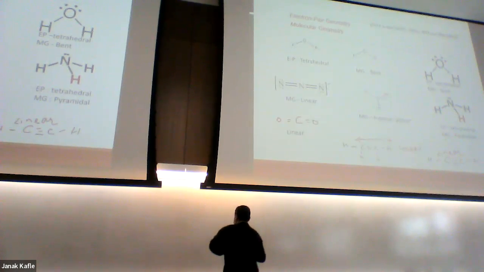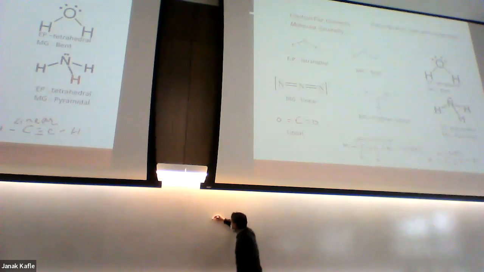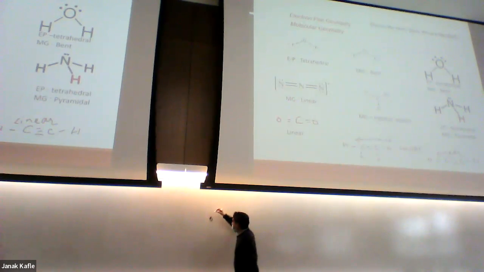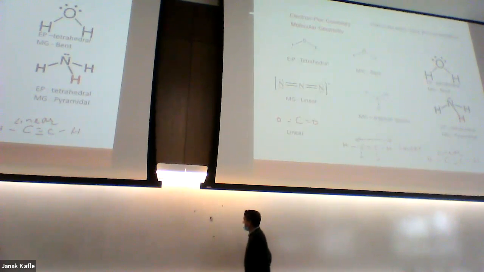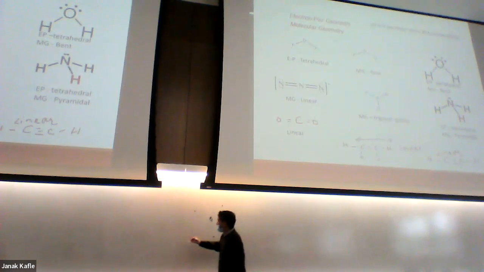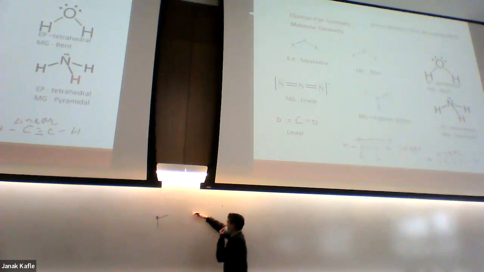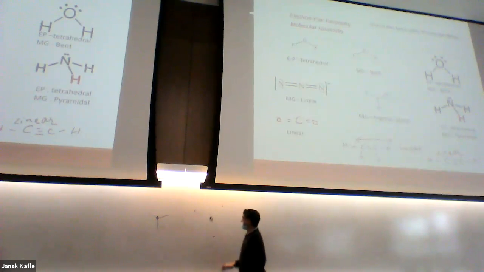So let's say you have a central atom here, a big atom, and around this atom there are 3 pairs of electrons. So 1 pair here, 1 pair here, and 1 pair here, like that. You can write it this way, or you can also write it this way. So 1, 2, 3, the same thing. So this is 1 pair of electrons, this is another pair, this is another pair.